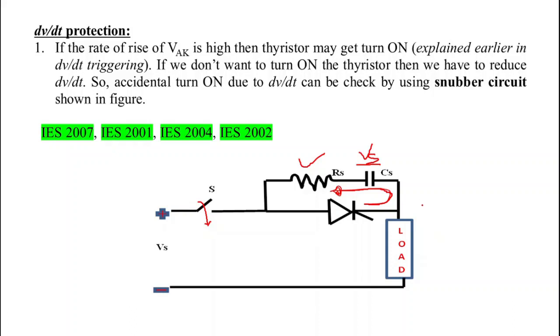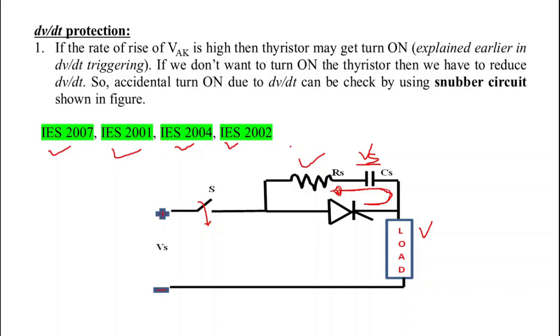Normally Rs, Cs and this load circuit form an underdamped circuit, that is to limit dV/dt. This Snubber circuit is very important because direct questions have been asked in ES 2007, ES 2001, ES 2004 and ES 2002.